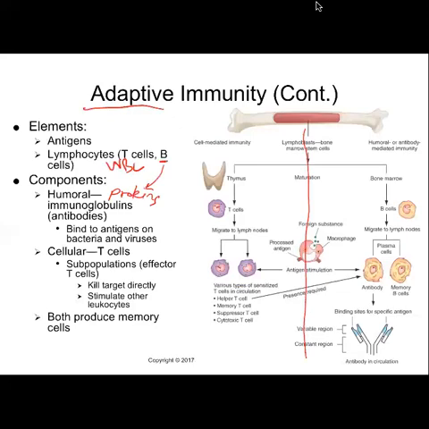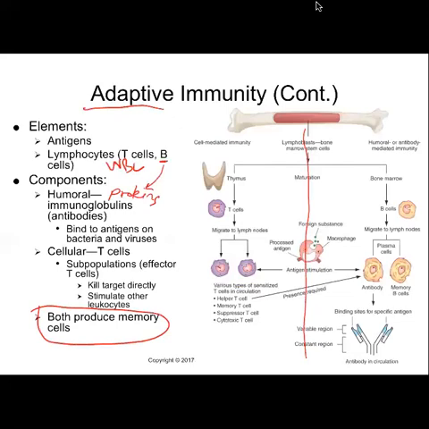T cells are their own component, a cellular component. There are two subpopulations, and we'll talk about them. One directly kills cells. The other stimulates other white blood cells. Both T and B lymphocytes make memory cells to remember that infection for the future. If we focus on the left side, the T cell side, the precursors to both T and B cells are made in bone marrow. T cells are not fully mature until they travel in the blood from the bone marrow to the thymus, where they become mature.